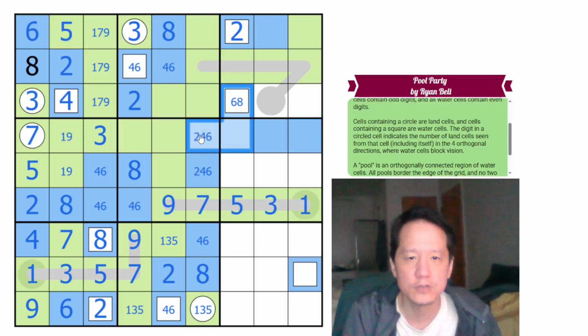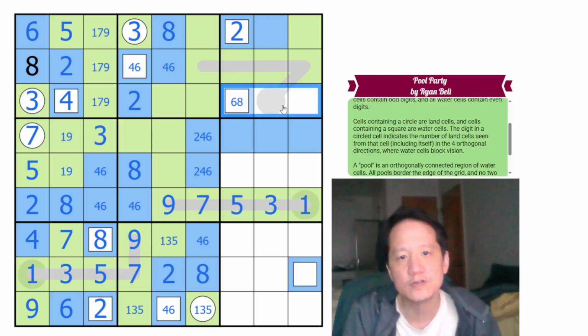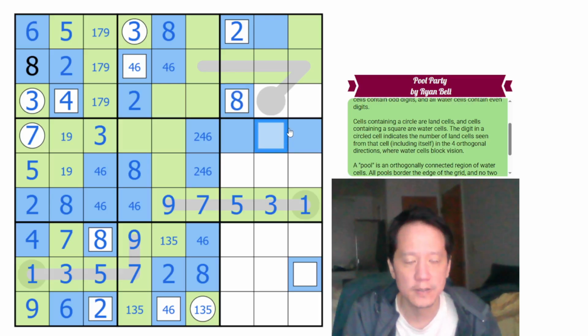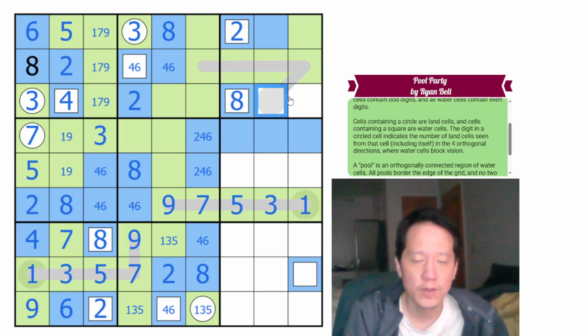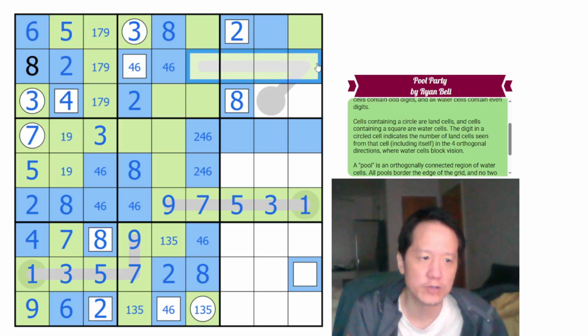We have 1, 2, 3, 4, 5, 6 already. One of these two must be a water cell. And one of these three must be a water cell, so this has to be 8. This has 4 digits that are greater than it. If this was water, the problem is this would have to be a 6. And you don't have 4 digits that are greater than a 6.